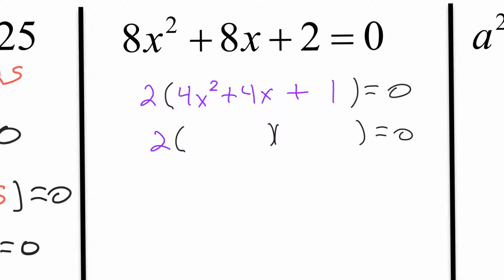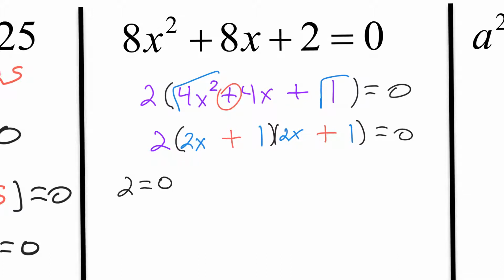And then I'm going to take the square root of 4x squared. That'll be 2x, and the 2x here. The square root of 1 is 1, and 1 here. And the middle term is plus, so you put a plus here and a plus over here. Now you are going to set everything equal to 0. So I'm going to take the 2 outside of the parentheses, set that equal to 0. 2x plus 1 equal to 0. And 2x plus 1 equal to 0.